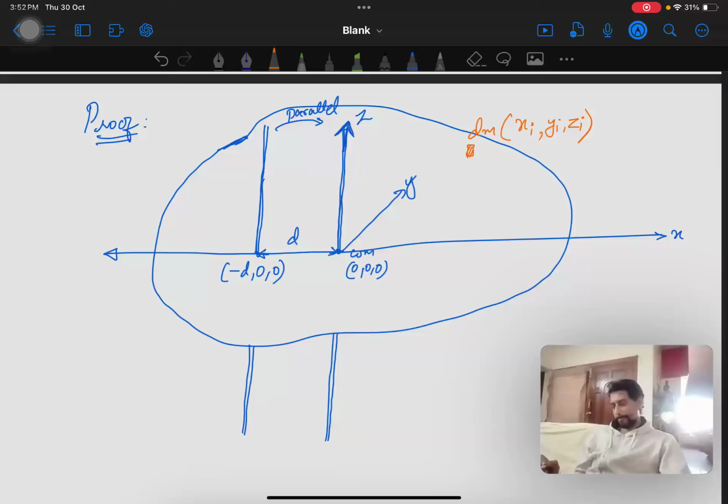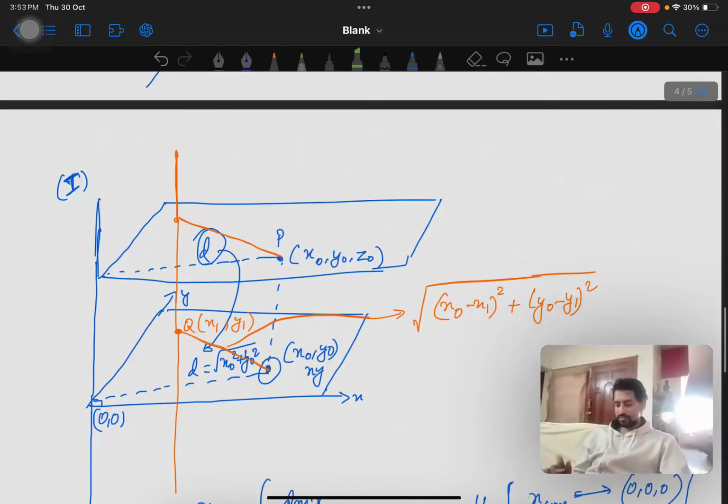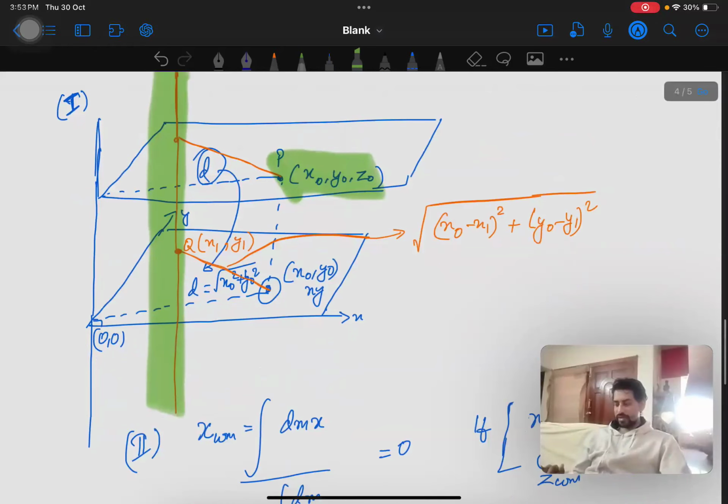Fine. I have a question for you. What is the distance of this element from this particular axis, which is parallel to the z-axis? Can you tell that? What we discussed earlier, we can do that. This is the axis, and this is the point over here. We want the distance of this point from that axis. Use the distance formula.